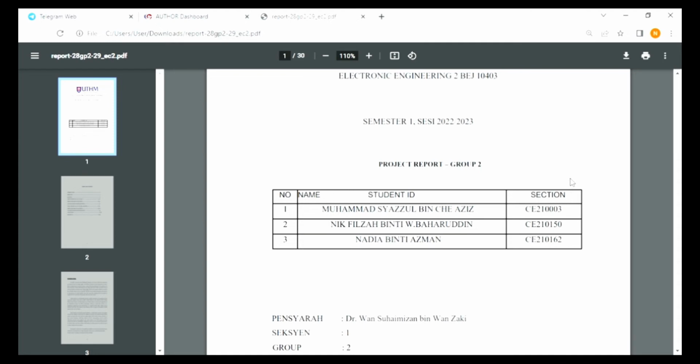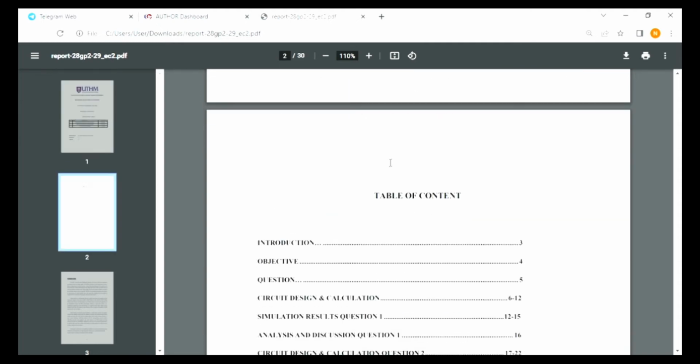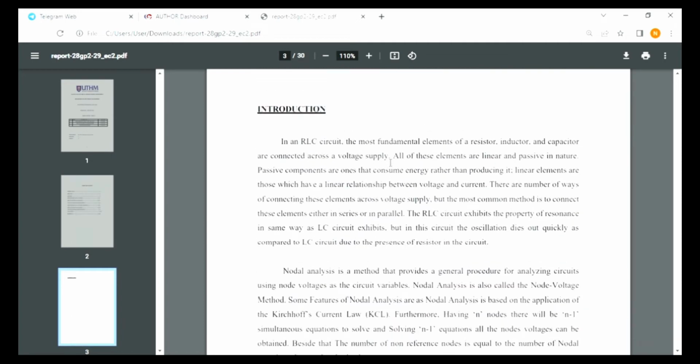First, Muhammad Shazul Binti Aziz, matrix CE210003. Second, Nikfiza Binti Puan Baharudin, matrix CE210150. And third, Nadia Binti Azman, which is me, CE210162. So for my part, I'm going to present you the introduction for this mini project.